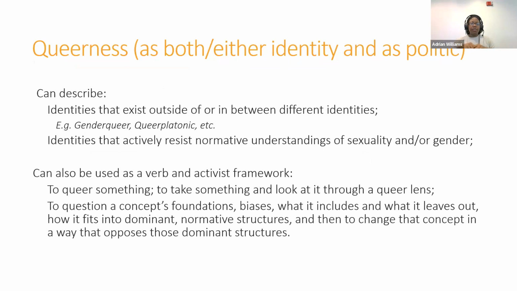Queerness can mean several things in the context of LGBTQ+ people and identities. It can describe identities that exist outside of or in between different identities. It can also describe identities that actively resist normative understandings of sexuality and/or gender. And it can also be used as a verb, to queer something, which means to take something and look at it through a queer lens, to question that concept's foundations, biases, and what it includes and what it leaves out, how it fits into dominant normative structures, and then to change that concept in a way that opposes that dominant structure.